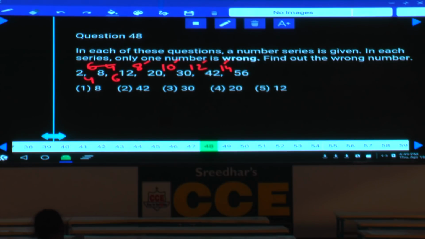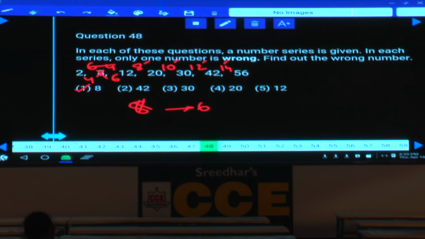As the even numbers should be taken, hence it must be 4. It must be 6. 2 plus 4 is 6. 6 plus 6 is 12. 8 is the wrong number. And the correct number in the place of 8 is 6. Choice 1. 48, it is choice 1. The difference between the numbers are even numbers. 2, 4, 6, 8, 10, 12, 14 are added. 48.